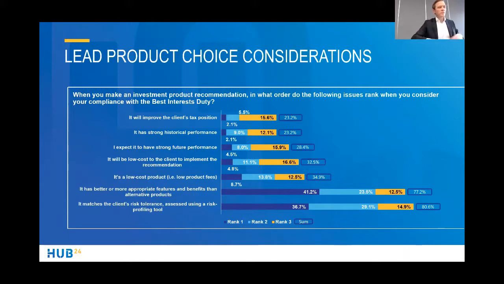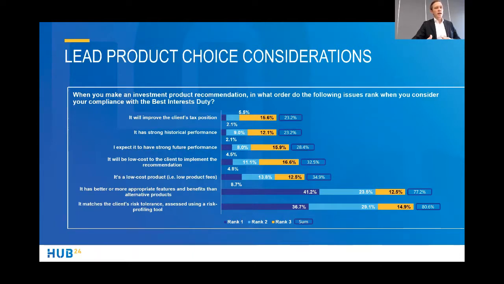So the next question: when making an investment product recommendation, in what order do the following issues rank when you consider your compliance with best interest duty? So in making an investment product recommendation. Again, there were 2 standout options here, being features and benefits of the recommended product, and if it matches the client's risk tolerance, which was the top rated item. So matching up the client's risk tolerance and the features and benefits of the investment being recommended were the top priorities.